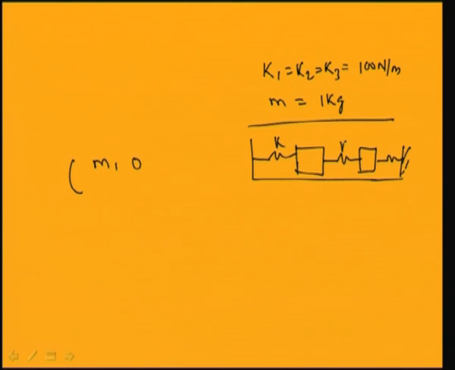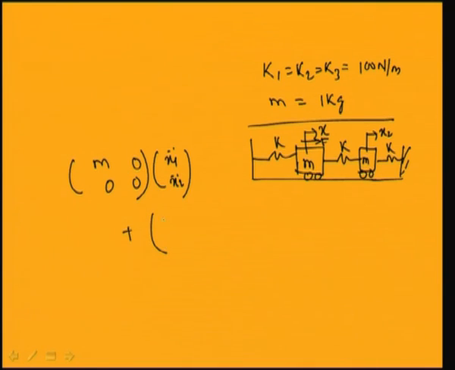I have taken this system, with spring constants k, k, k, and masses m1 equal to m2 equal to m, with displacements x1 and x2, and mass m1 is subjected to a force F. I have already derived the equation of motion: m 0, 0 m times x1 double dot, x2 double dot, plus 2k, minus k, minus k, 2k times x1, x2, equal to F sin omega t, 0.